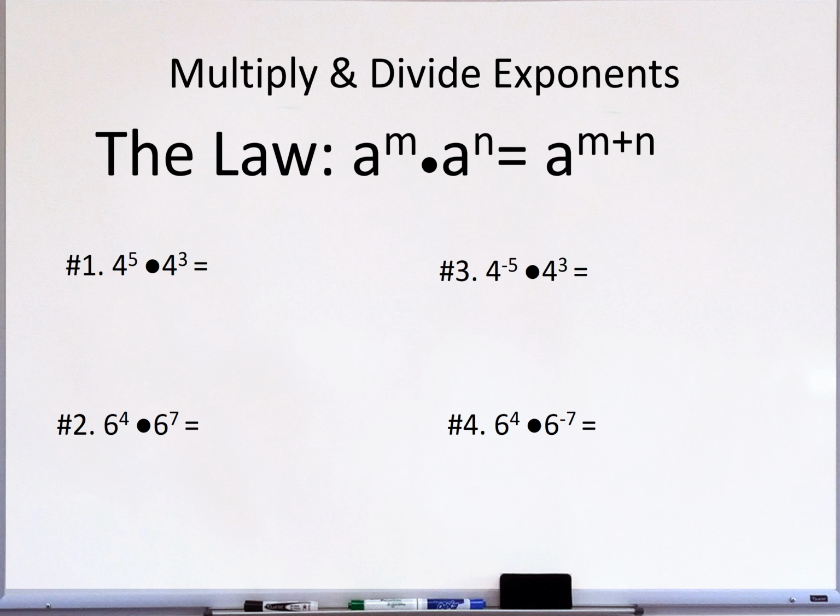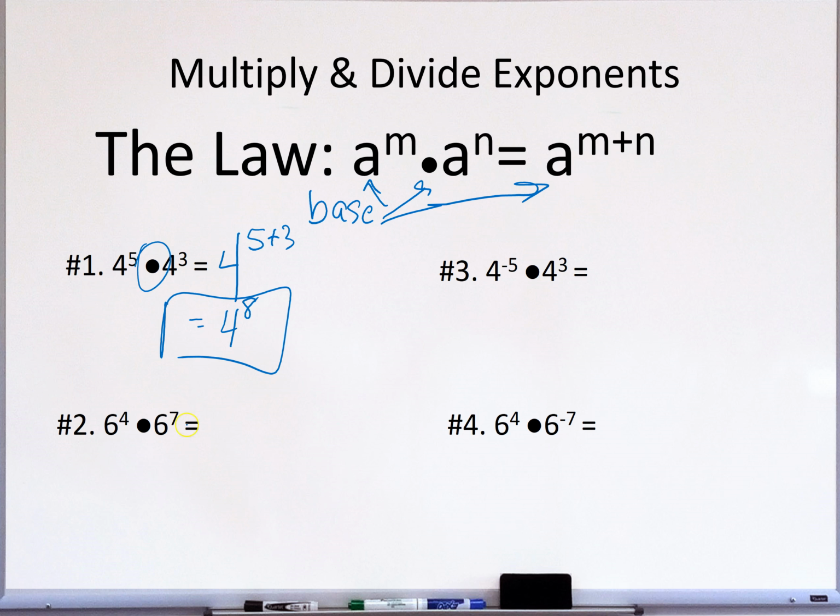So I have 4 to the 5th power times 4 to the 3rd power. Remember, this means multiplication. This is not a decimal sign. This is multiplication. So my base stays the same. This is my base. It doesn't change. And I take my 5 and I add it to my 3, and I get 4 to the 8th power.